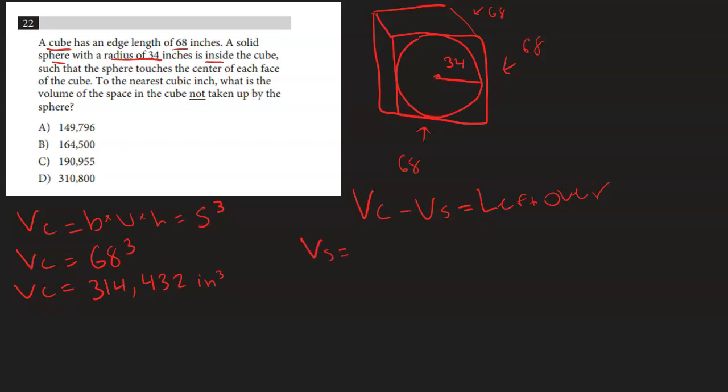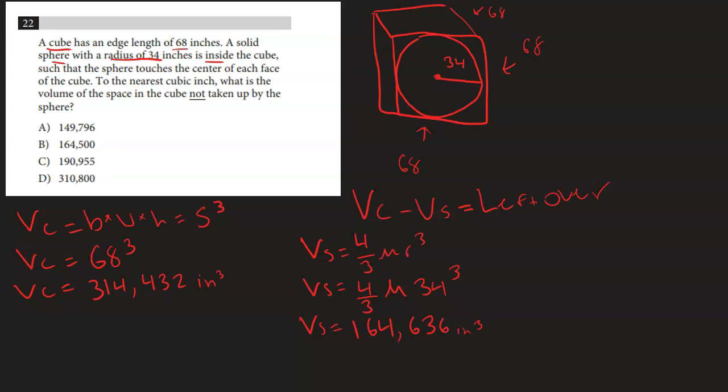So now we need the volume of a sphere. So what is the volume of a sphere? It's going to be 4/3 times pi times the radius cubed. And all these formulas are given to you at the beginning of your test. So we can plug this in. 4/3 times pi times 34 cubed, and that's going to equal 164,636.